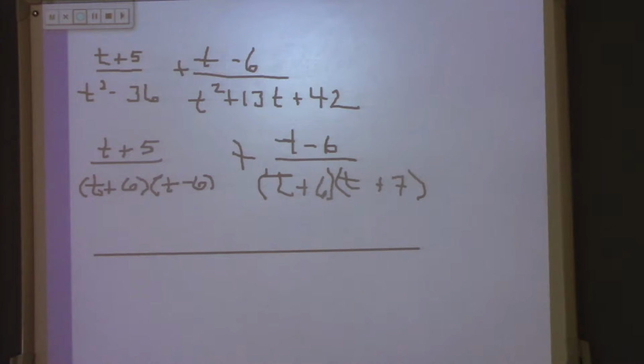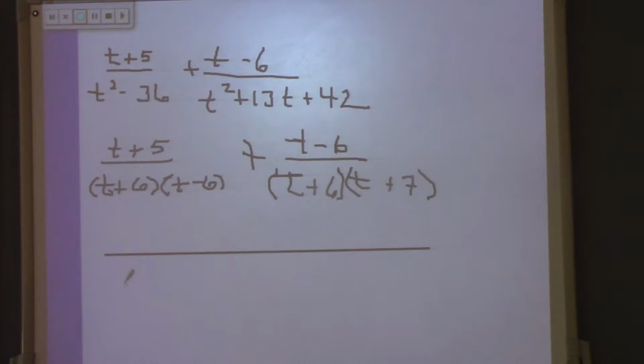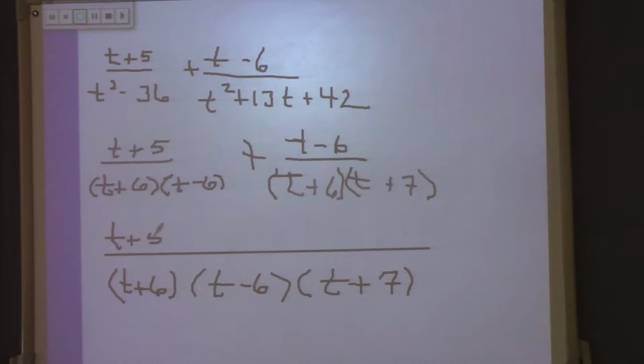So t plus 6, t minus 6, and t plus 7. Now you just ask yourself, what's missing? What's missing out of this group? T plus 7. So that'd be t plus 5 times t plus 7.